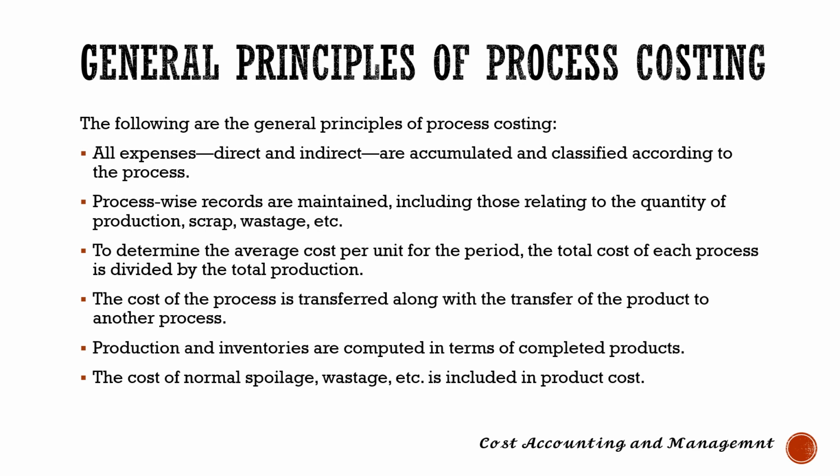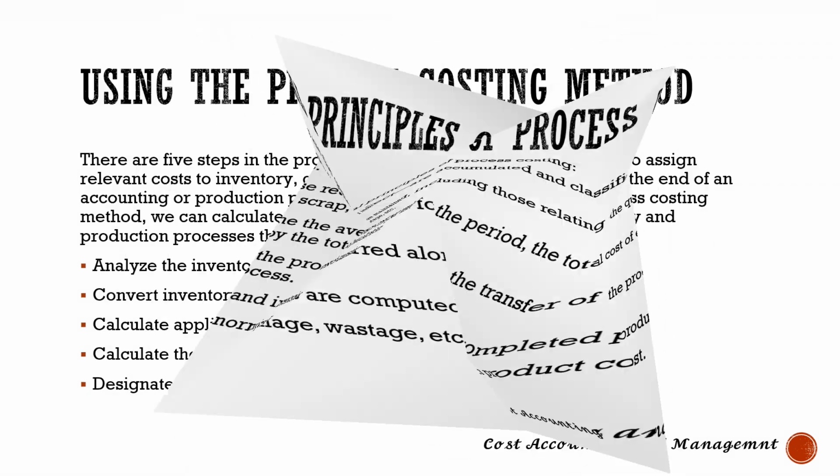Number 5, production and inventories are computed in terms of completed production. Number 6, the costs of normal spoilage, wastage, etc. are included in product costs.